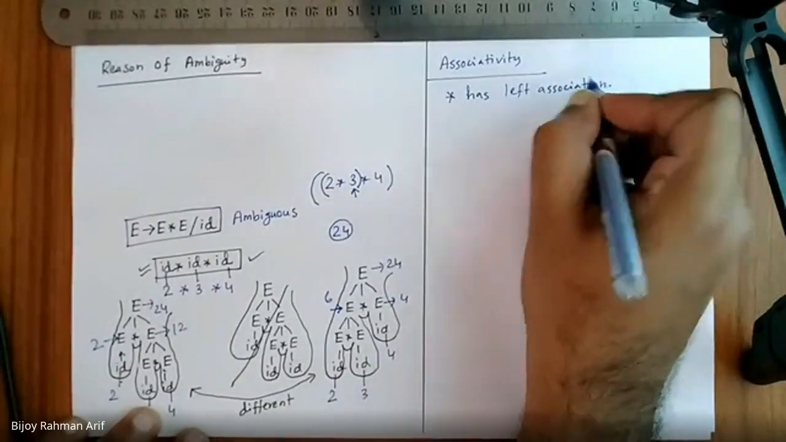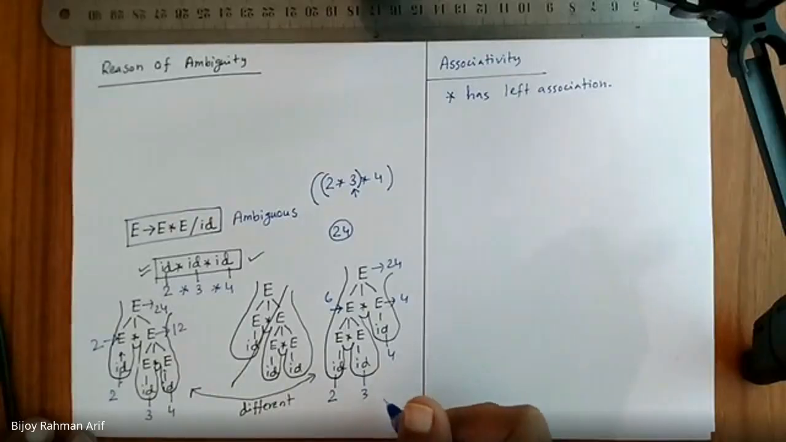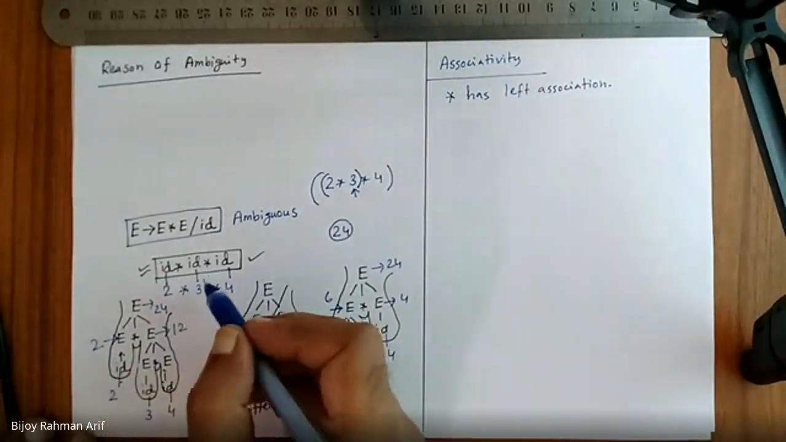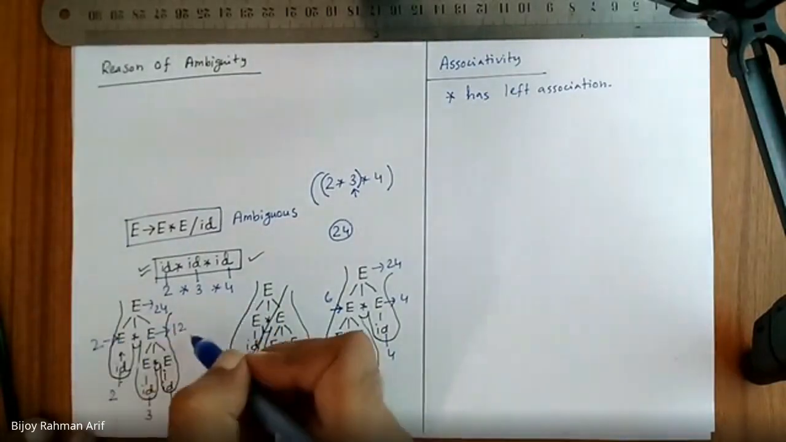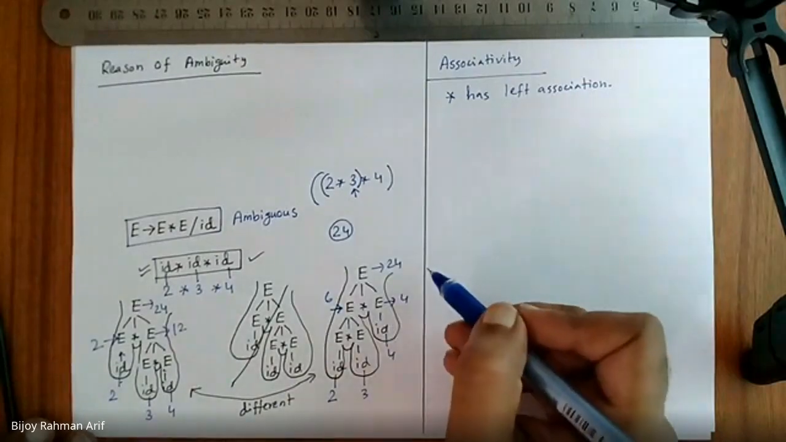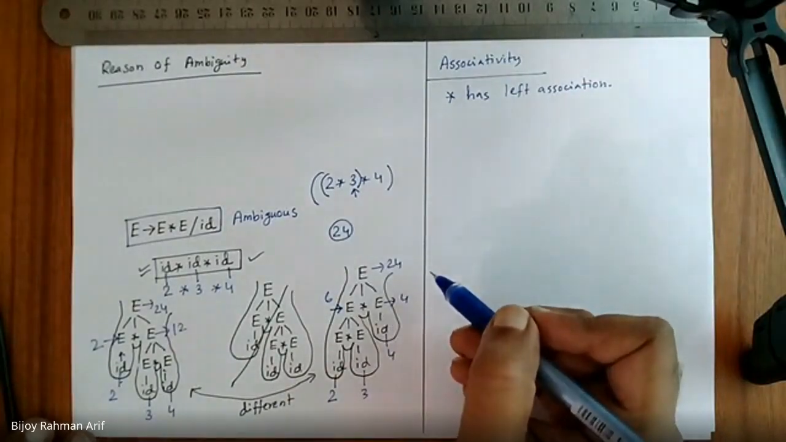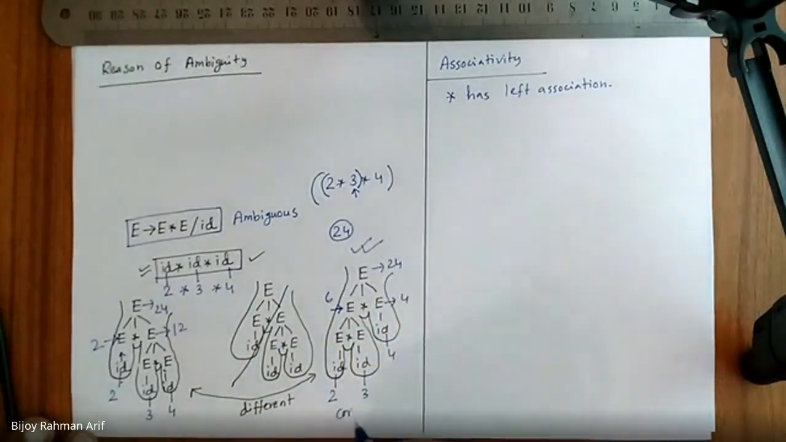So, in that regard, which one is correct? Tell me. This one or that one? This one is correct, because here 3 star 4 is being done first, then we are doing 2 into 12. In this case, 2 star 3 is done first, then we multiply with 4. So this one is correct according to precedence. No, sorry, associativity.